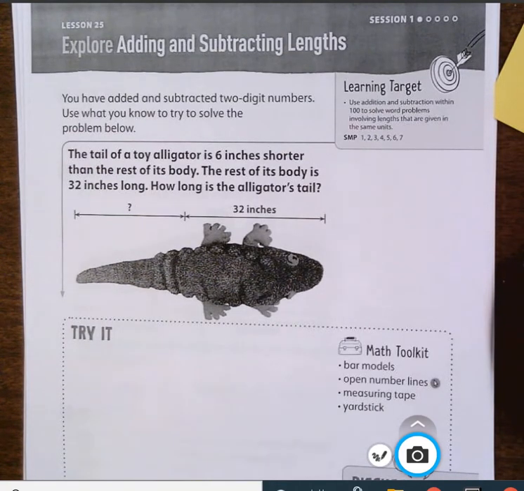Yours is a different color. I don't have colored paper, colored ink.